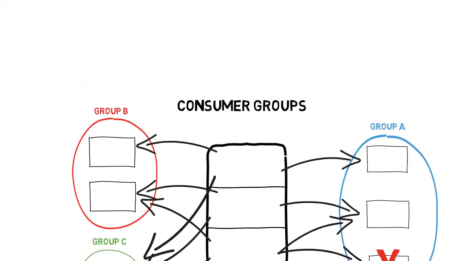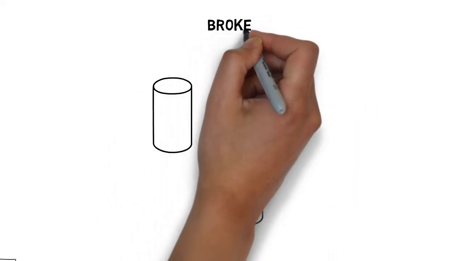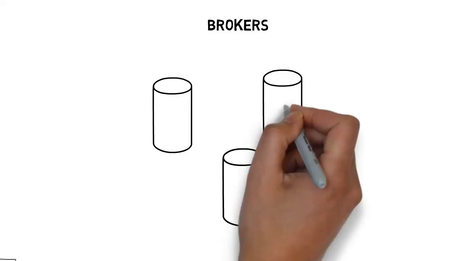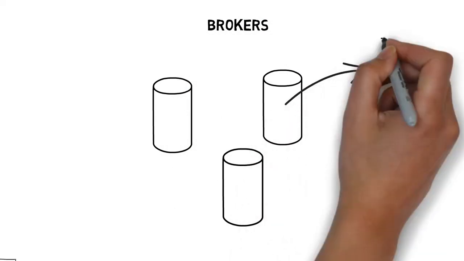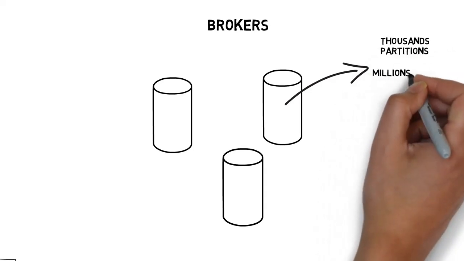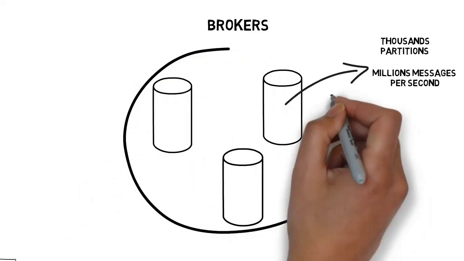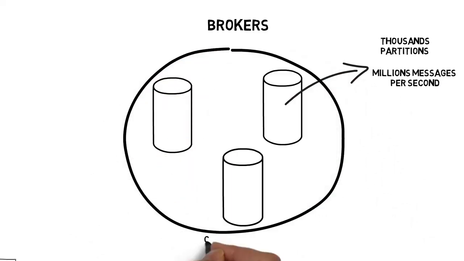As we mentioned before, a Kafka cluster consists of multiple servers, called brokers. Depending on the specific hardware, a single broker can easily handle thousands of partitions and millions of messages per second. Kafka brokers are designed to operate as part of a cluster.